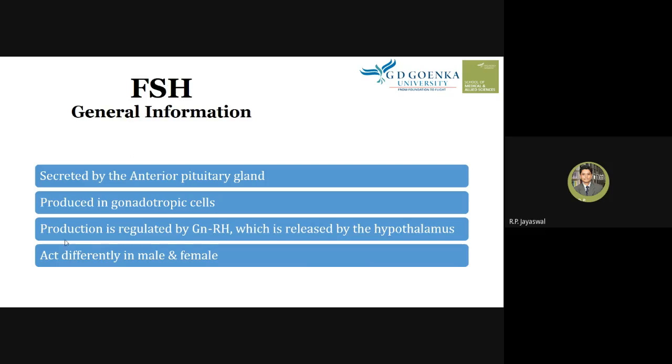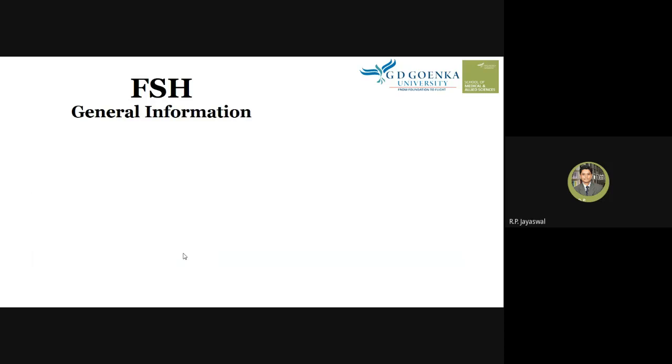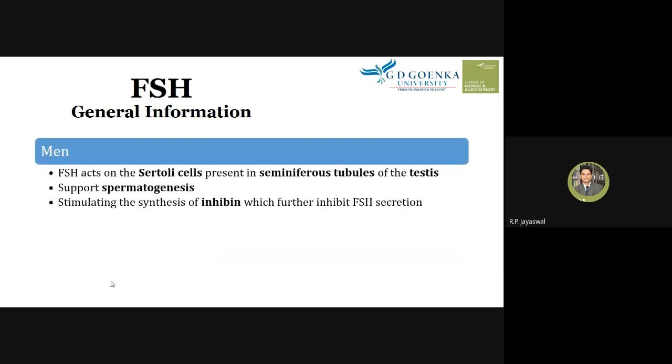Once FSH is produced, it acts differently in male and female. In male, FSH acts on the Sertoli cells present in the seminiferous tubules of the testis. The Sertoli cells are the target cells for FSH, and these cells cause spermatogenesis. The production of sperm takes place in the Sertoli cells, and FSH also stimulates the synthesis of inhibin hormone, which further inhibits FSH secretion.